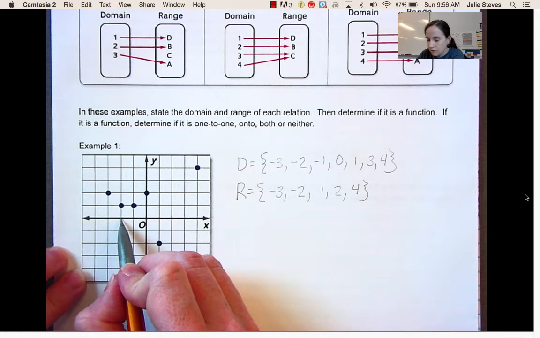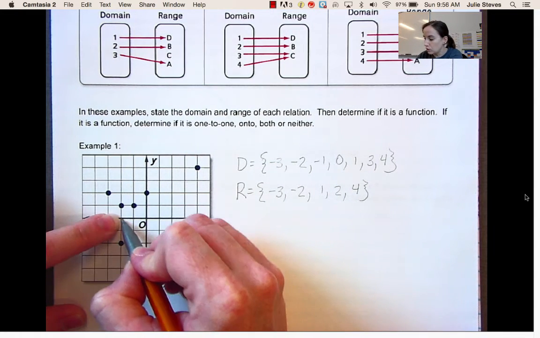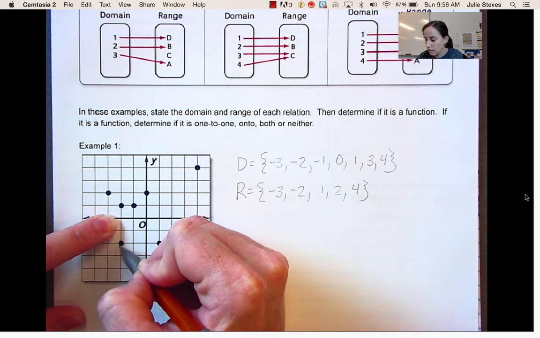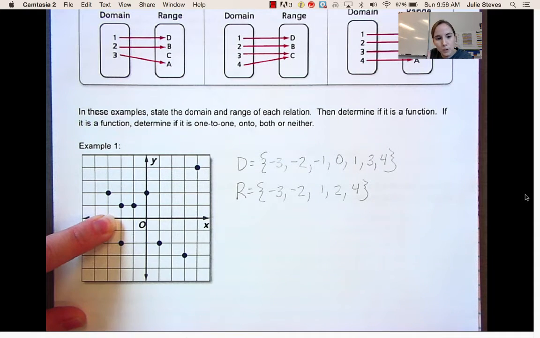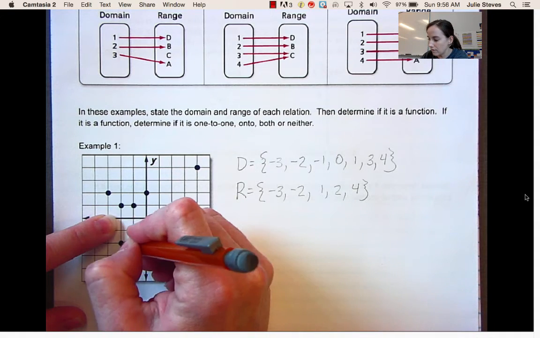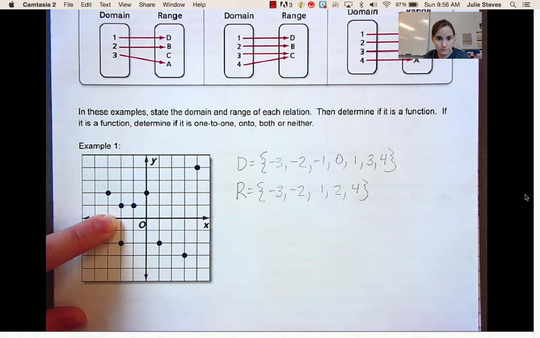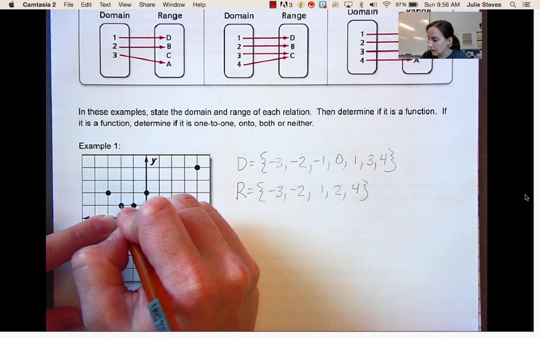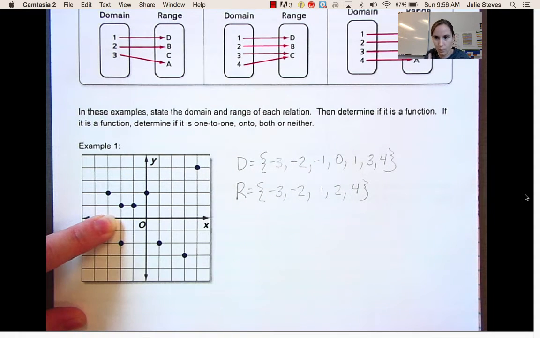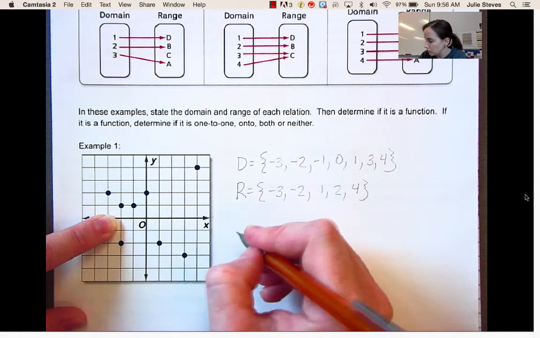If I go to -2, -2 could either be here or here. So with an input of -2, the x value of -2, I get 2 different y values. They're at 2 different heights. Okay, so this is not a function because I cannot have 2 outputs with that one single input. So not a function.